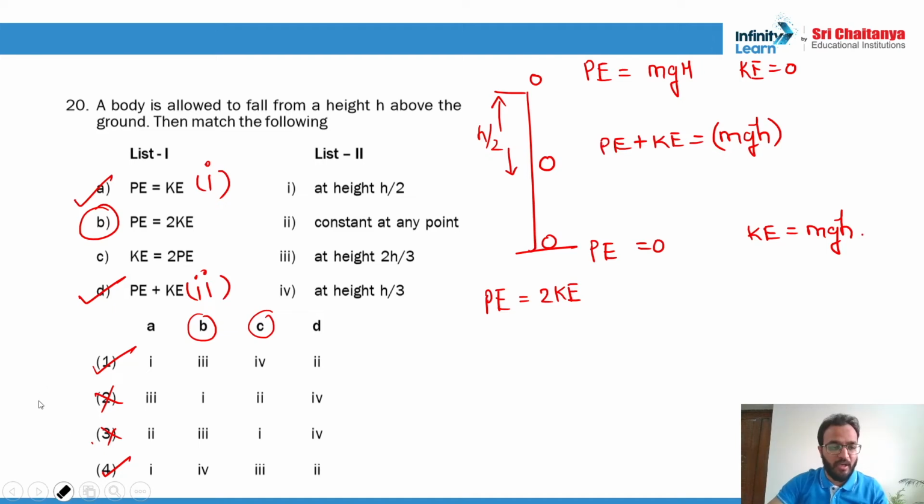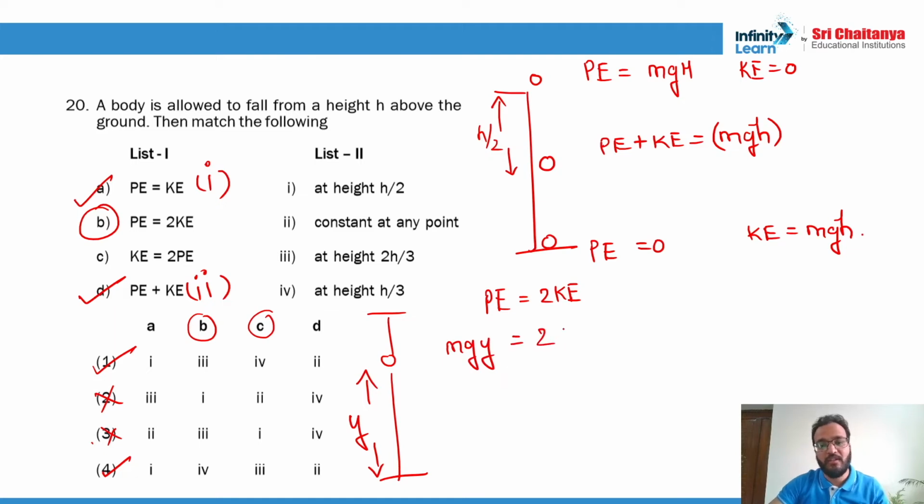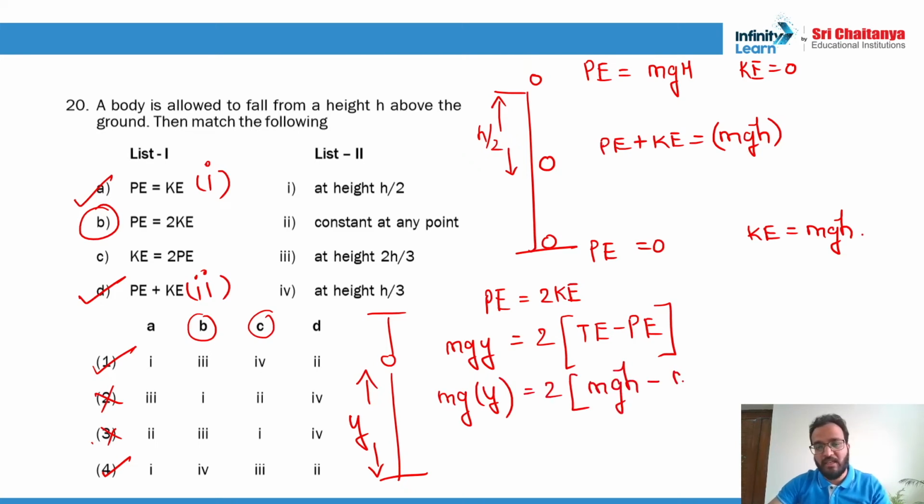Because we want height from the ground itself, let's say like this. When the object is at a height y from ground, what is potential energy? mgy. What is kinetic energy? Kinetic energy is total energy minus potential energy. Am I correct? Yes. So you will say, mg into y is equal to 2 into total energy, which is mgh minus mg into y.